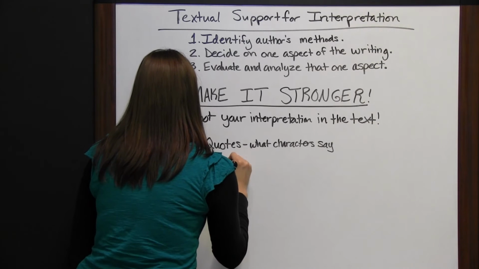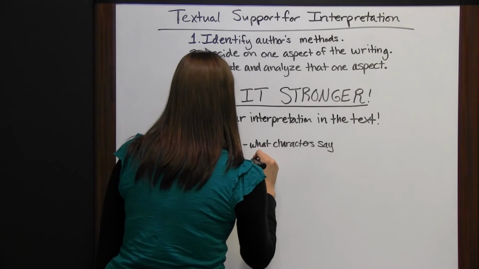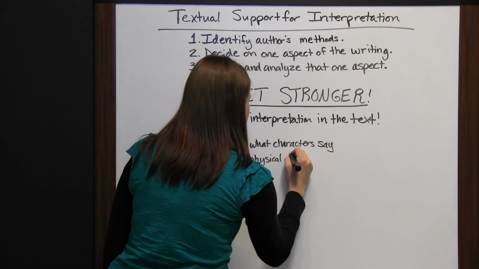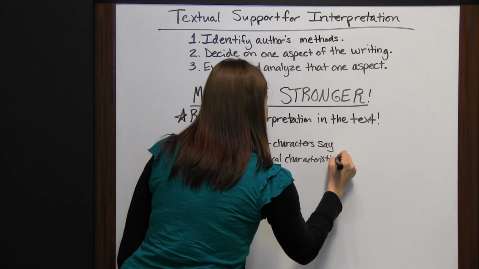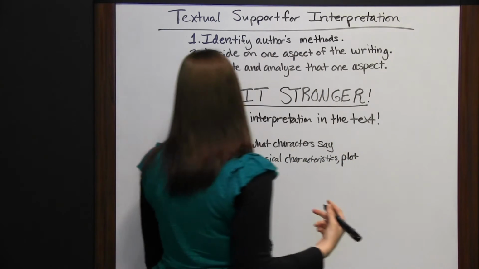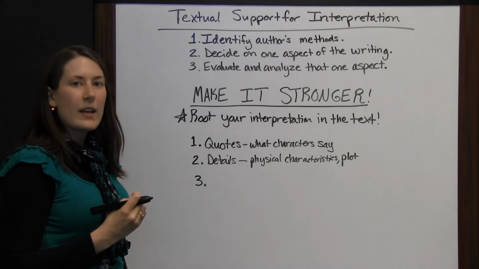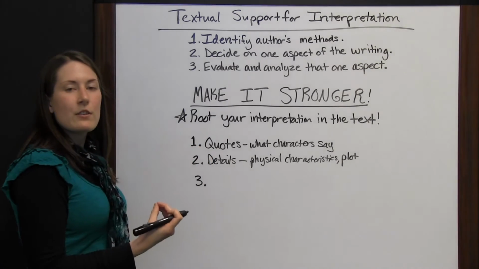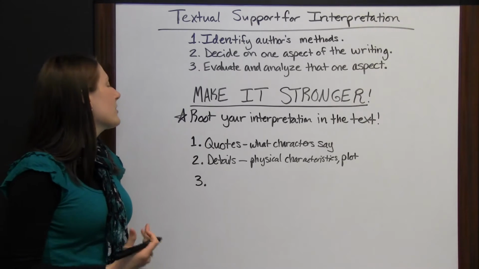Look at details from the story. It could be how someone looks, so physical characteristics. It could be specific things that happen in the plot. It could have to do with the tone as well. It could have to do with specific language that the author used. But find those details and then put them into your evaluation. Find these quotes and put them into your interpretation.